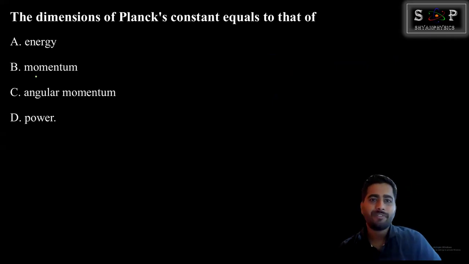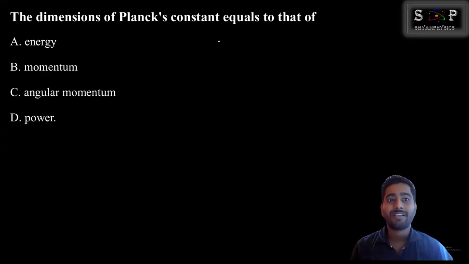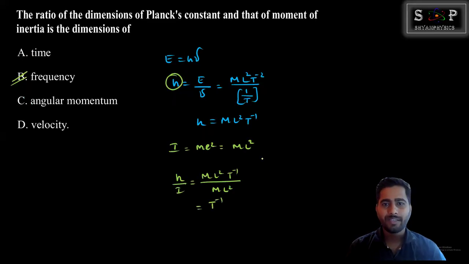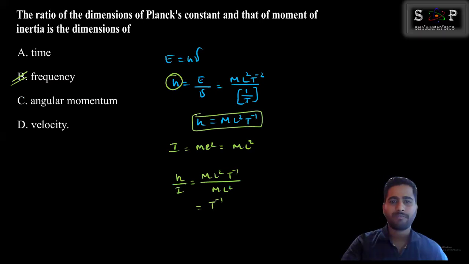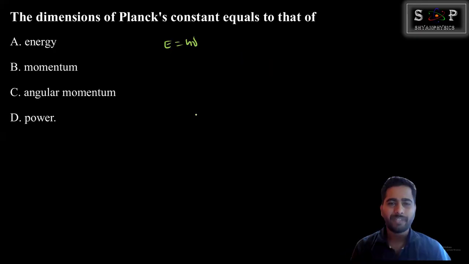Next, the dimension of Planck's constant is equal to that of... E is equal to h nu. Recently we solved Planck's constant, where it is M to the power 1, L to the power 2, T to the power minus 1. We'll use this one, why waste our time again? H is equal to energy, that is M L^2 T^-2, divided by frequency, that is 1 by time.